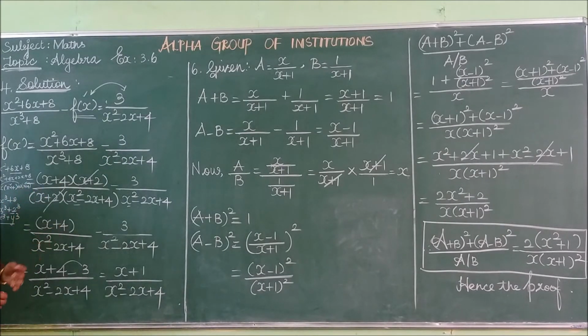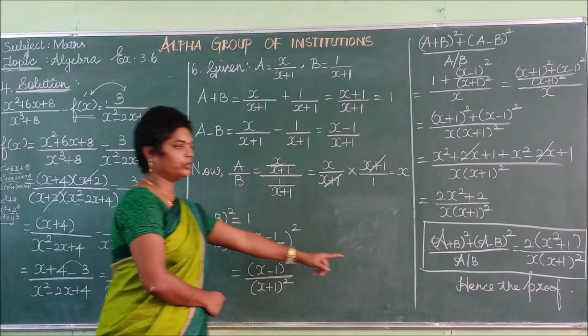Then move on to the next one, sixth problem. So what is the question? If a equals x by (x plus 1) and b equals 1 by x, you have to prove a statement. Which one do you have to prove? You have to prove this statement.